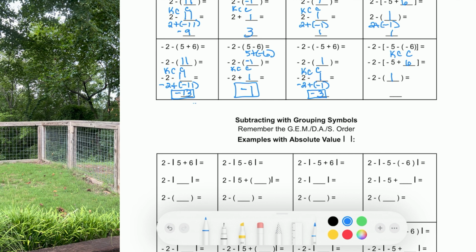We need to do keep it, switch again. Or excuse me, keep it, change. So -2 plus -1. They have the same sign, so we're going to add them and keep the sign.